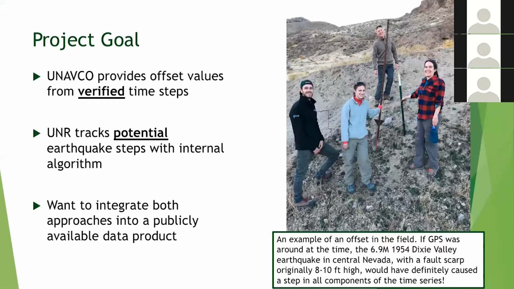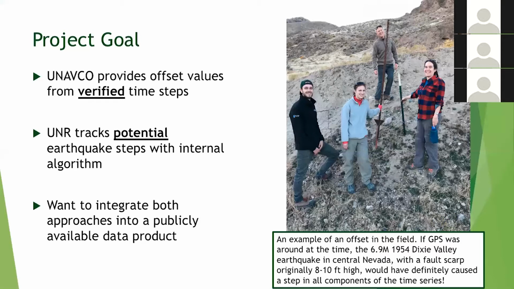UNAVCO double checks all their time series if there's a step flag, and they hand check and go, yes, there's a step here, or no, there isn't a step. UNR has so many stations that they don't put that personal attention into every single step. So that kind of changes already the type of data that we're trying to put on the table.